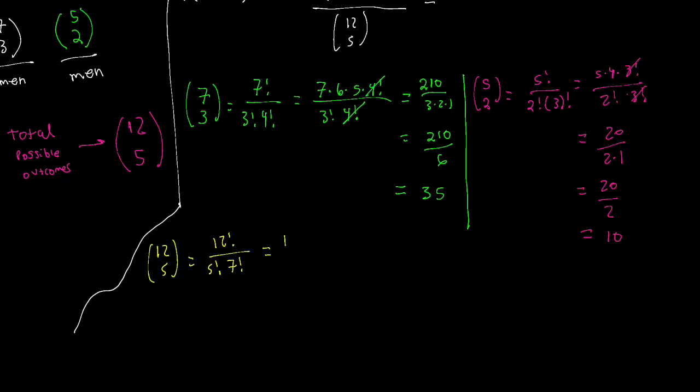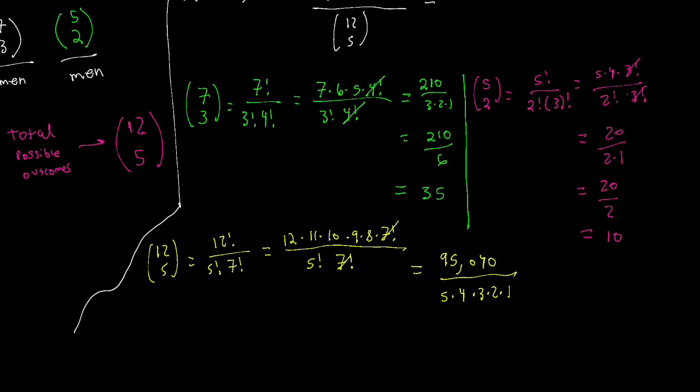Let's expand 12 factorial down until we get to 7 factorial. So 12 times 11 times 10 times 9 times 8 times 7 factorial. The 7 factorials will cancel out. So let's calculate the numerator here. I'm going to get a total of 95,040 for the numerator. The denominator, 5 factorial, is the same thing as 5 times 4 times 3 times 2 times 1. So we get 95040 all over 5 times 4 times 3 times 2 times 1. That's equal to 120. And then once we divide this out, we get a total of 792.